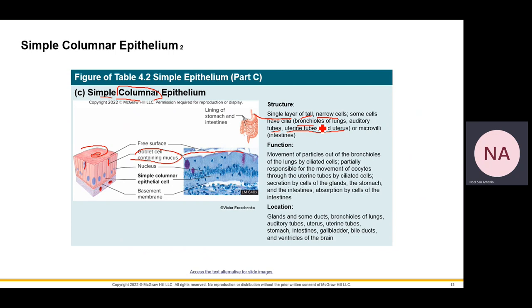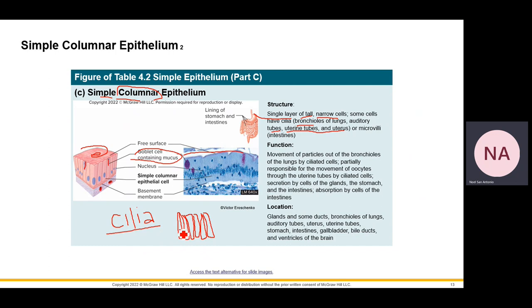Another, isa pang unique sa columnar epithelium, is that meron silang surface modification. Most columnar epithelium are ciliated. What do you mean by ciliated? Meaning the free surface possesses cilia. What is a cilia? Cilia is a hair-like projection that is found on the free surface of most columnar cells. Although dito sa illustration hindi masyadong kita, I will try to draw it. So for example, this is your columnar epithelium. Ayan ang columnar epithelium. Okay.